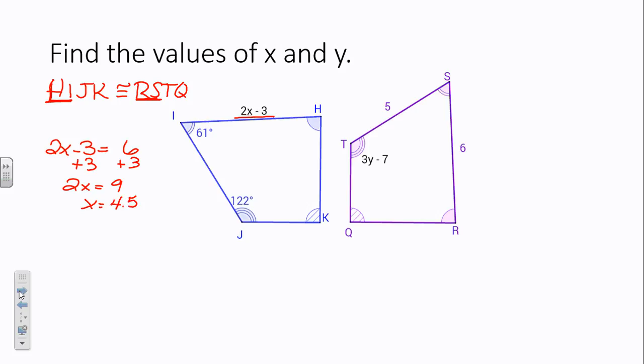Good. Okay, next one. Now we want to know what's y. And y is part of angle T. So angle T is equivalent to which one? Angle J.